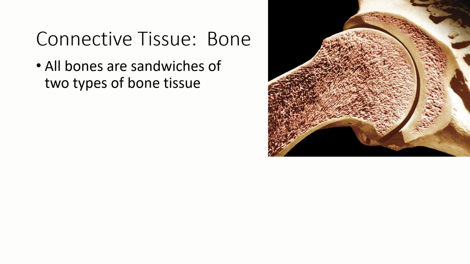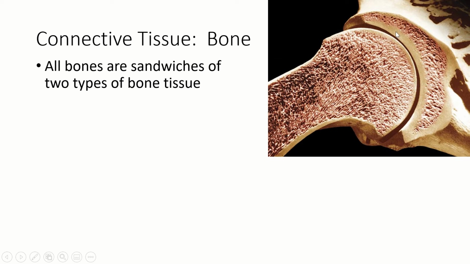All right, let's talk about bone. It is a kind of connective tissue. It connects the various parts of your body, making a skeleton. Kind of cool. All of the individual bones in your body are actually sandwiches made up of two different types of bone. So you can see here, this is a cross section. This is the head of the femur, that's your thigh bone. And this is your hip, the acetabulum of your pelvis.